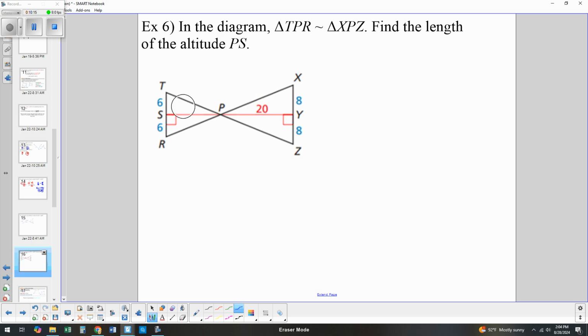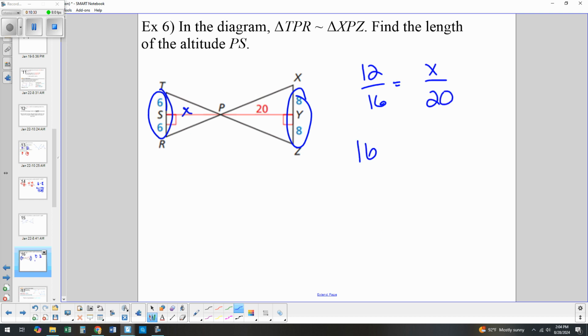So let's call this here our variable. There we go. So I can compare a side to a side, 12 to 16, and then the height to the height, x to 20. So that's going to be 16x equals 240. Trying to use my calculator. And I get x is 15. So the height or the altitude of that triangle is 15.